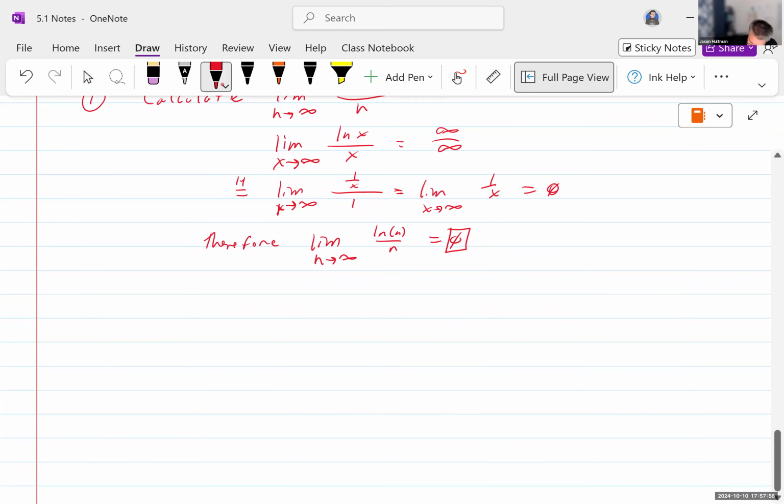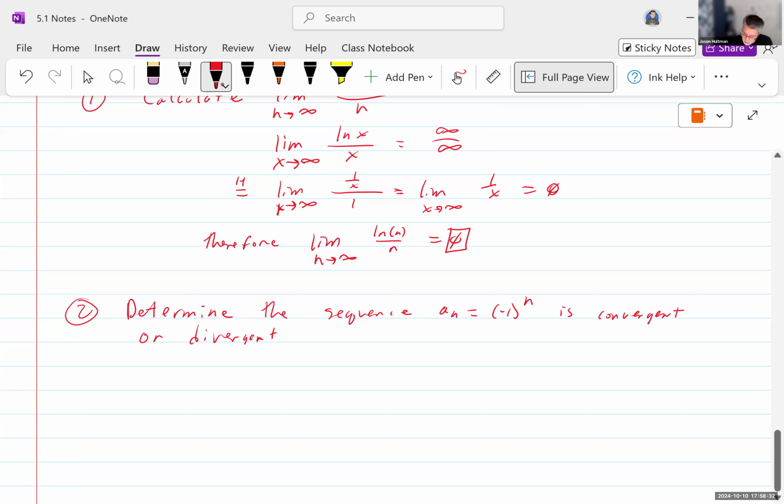Okay, number 2. Determine whether the sequence a sub n equals -1 to the n is convergent, which means that it converges to some value, or divergent, which means that the limit does not exist, or it goes off to infinity. Determine whether the sequence is convergent or divergent.